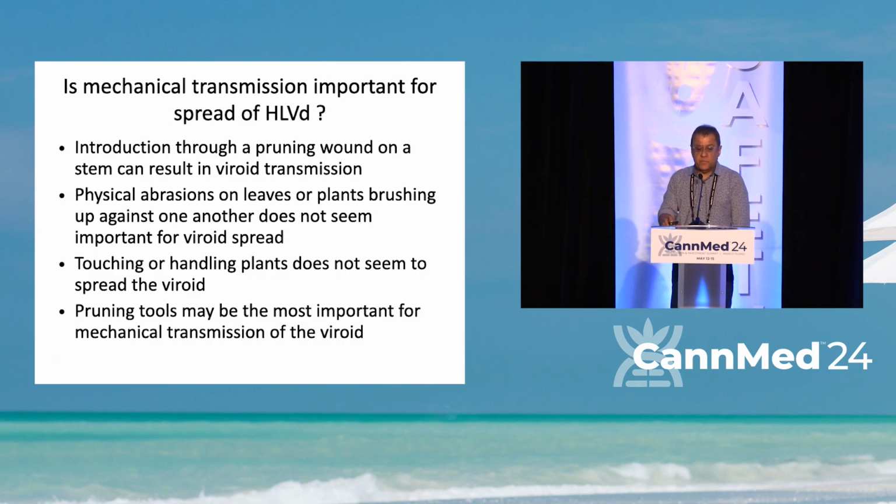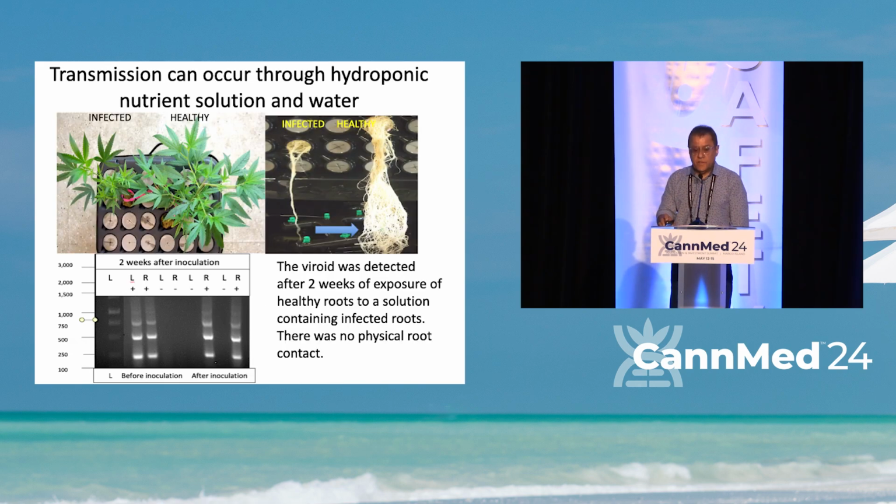Okay, so this is just a summary. Pruning wounds seem to be very important. Physical abrasions of leaves, plants brushing up against one another, does not seem to be important for spread. And certainly pruning tools seem to be the most likely way in which this viroid is spreading in a cannabis facility. The other thing we wanted to demonstrate was that root transmission is possible.